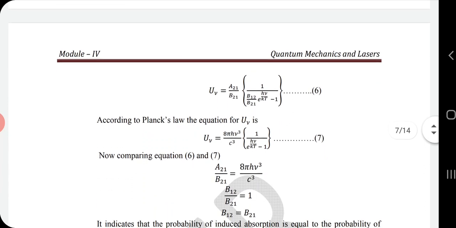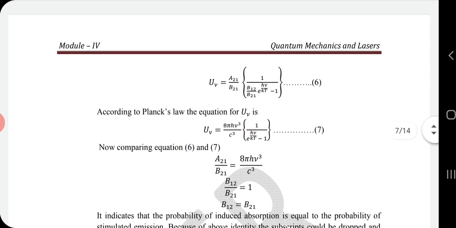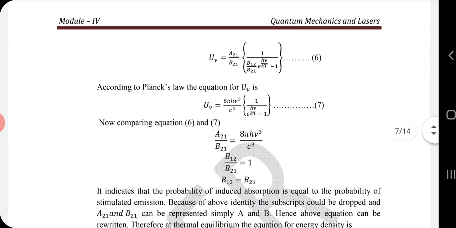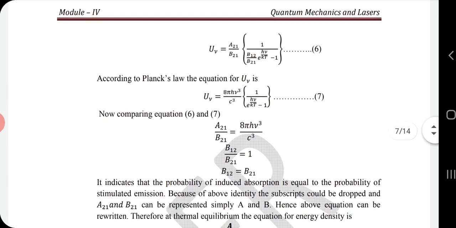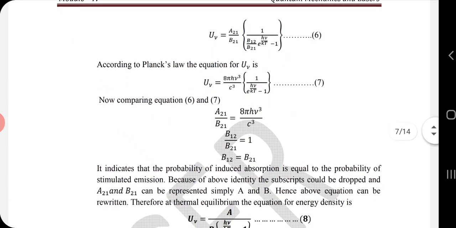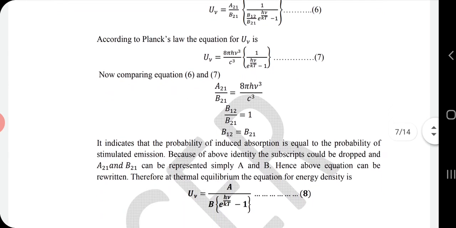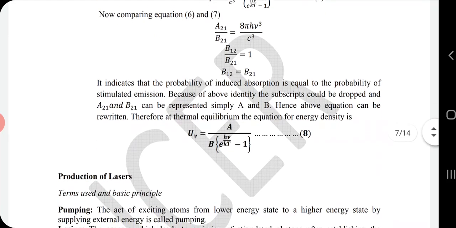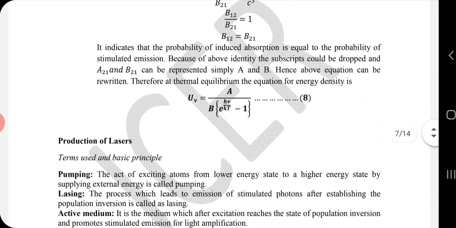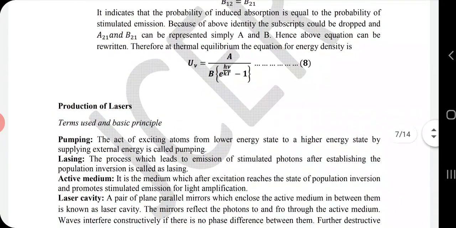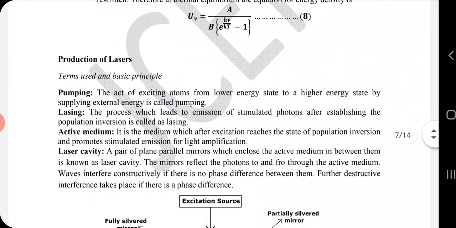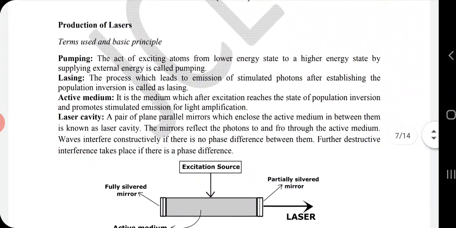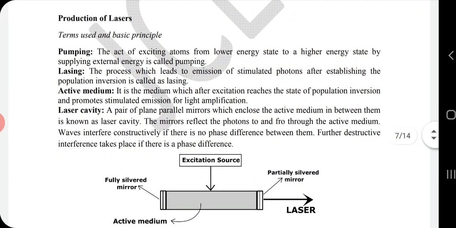Then we have to compare that equation with Planck's law. Planck already found this equation and we should equate that. So equation number 6 and equation number 7 are similar. We already have discussed which things are equated, and we need to find the final equation, that is the energy density equation. Okay, and some terms we have seen, like what is pumping. Pumping means supplying energy to the material.